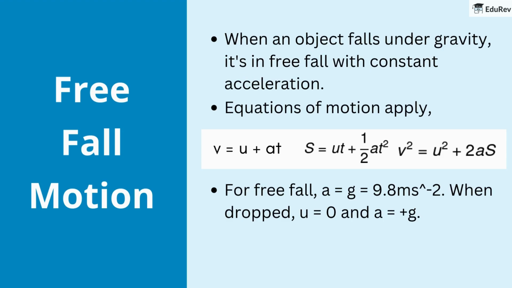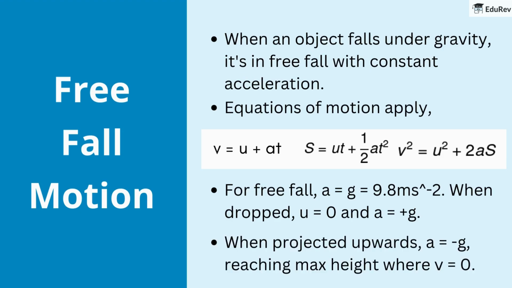When an object is dropped, its initial velocity, u, is 0, and the acceleration, a, is equal to plus g. When an object is projected upwards, the acceleration, a, is equal to minus g, and it reaches its maximum height when the velocity, v, becomes 0.